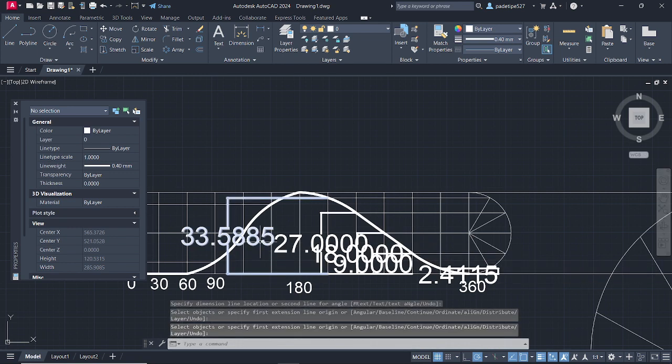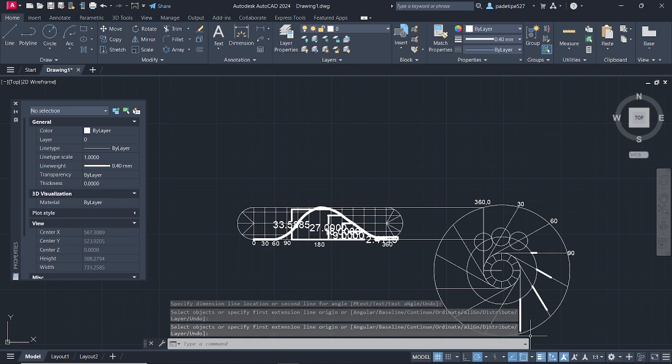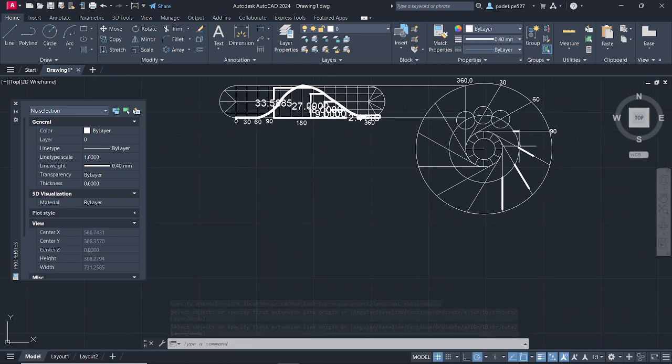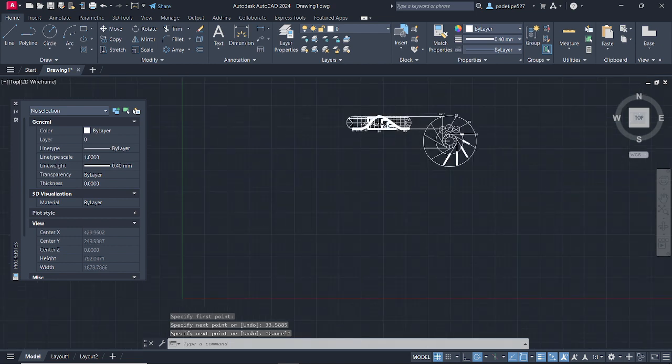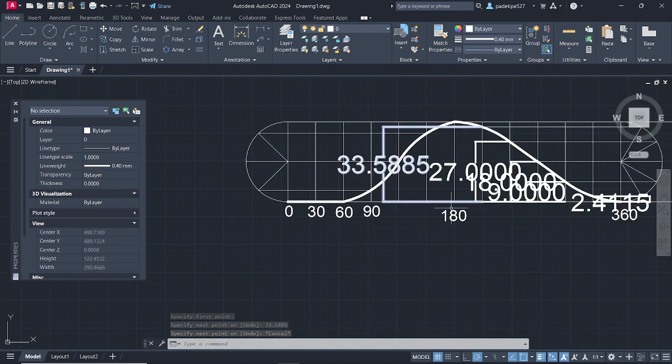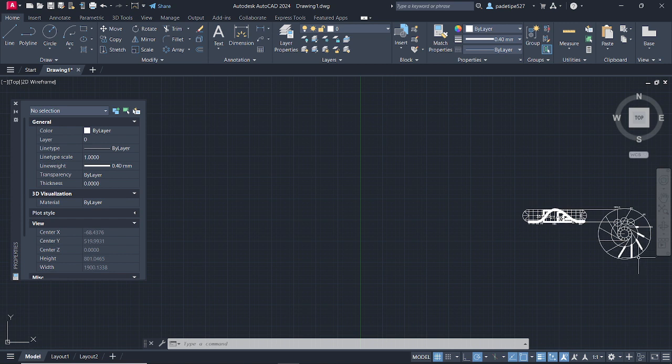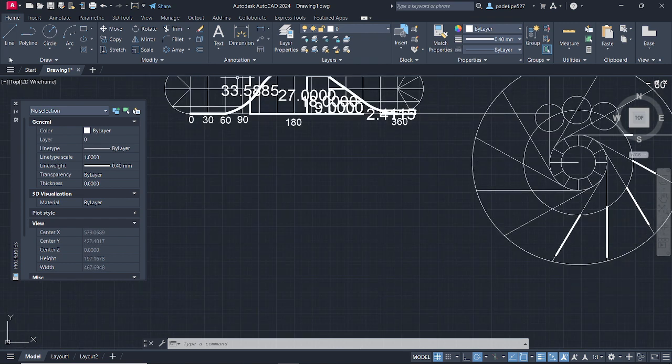We have 33.5885. So we'll come here. 33.5885 will look like this. Yes, should look like that. Then we have 27, 18, and 9. So that one is simple.